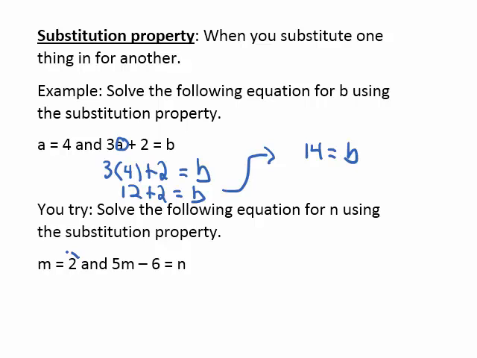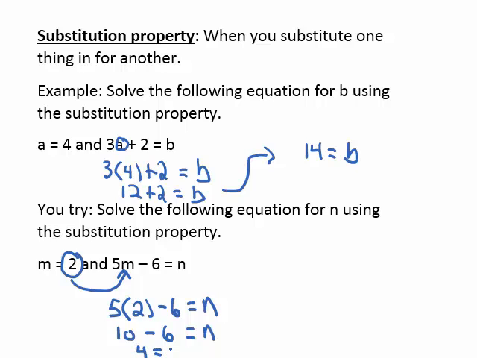Using the substitution property, we can substitute the 2 in for the value of M, giving us 5 times 2 minus 6 is equal to N. 5 times 2 is 10, minus 6 is equal to N, and 10 minus 6 is 4. So we get N is equal to 4, and we did that again by using the substitution property by substituting the 2 for the M.